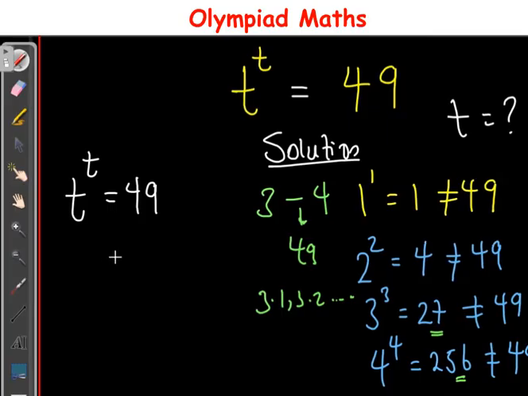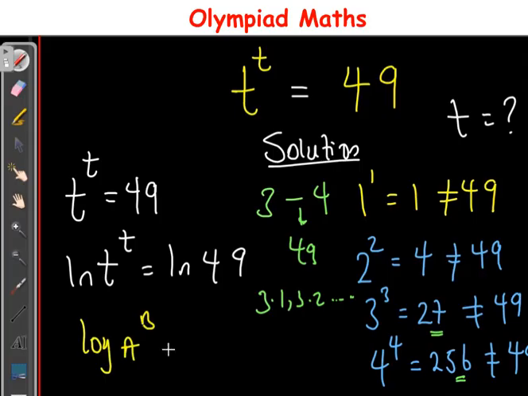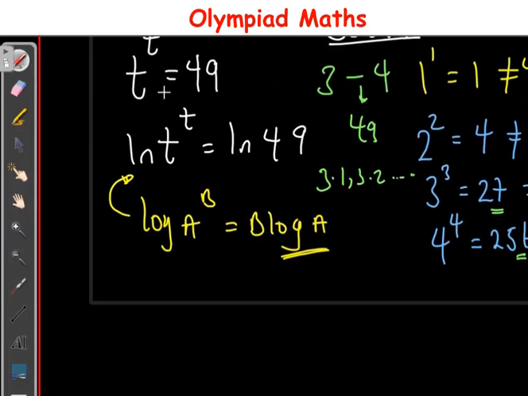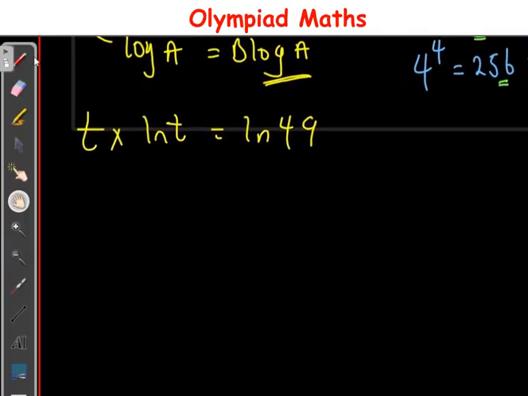So to solve this, we are going to introduce natural logarithm to this equation. So this becomes ln t raised to power t is equal to ln 49. Now from here, we are going to apply one of the rules of logarithm, that if you have logarithm of a raised to power b, this equals b times logarithm of a. Applying this rule right here, what we then have is this, that power t becomes t times ln t is equal to ln 49. Now at this junction, to solve for the value of t, the next thing we're going to do is to introduce what is called the Lambert W function.